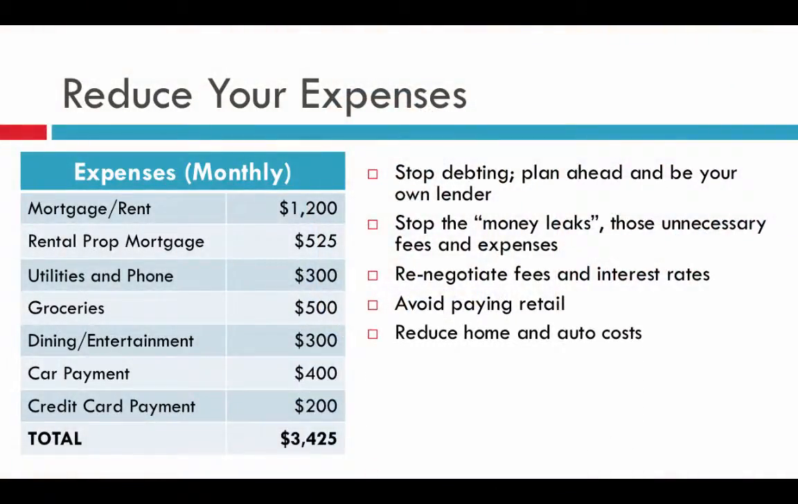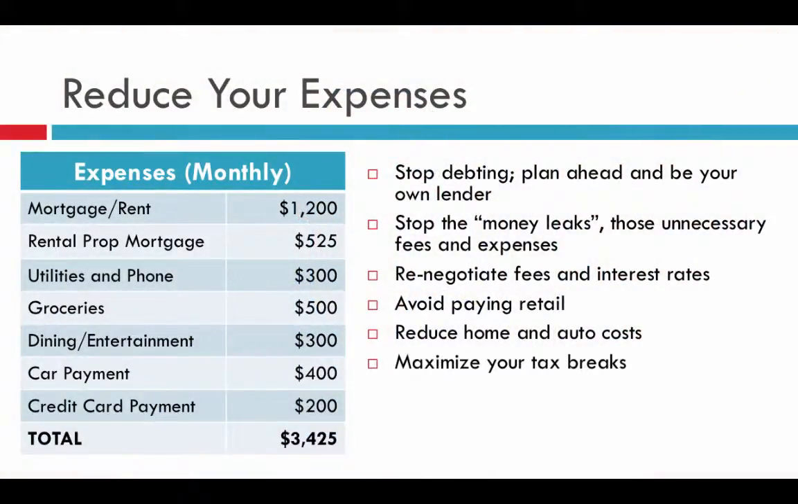Look at your home and auto costs. What are you overpaying for? Maybe you could save money by switching to a different insurance company or a cable company. What are you buying or paying for that you don't really need or use? Are you taking advantage of all the tax breaks you could be getting?